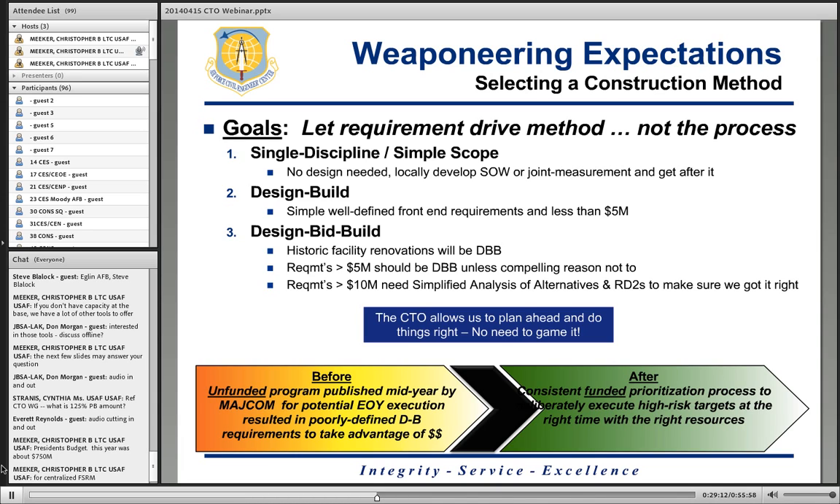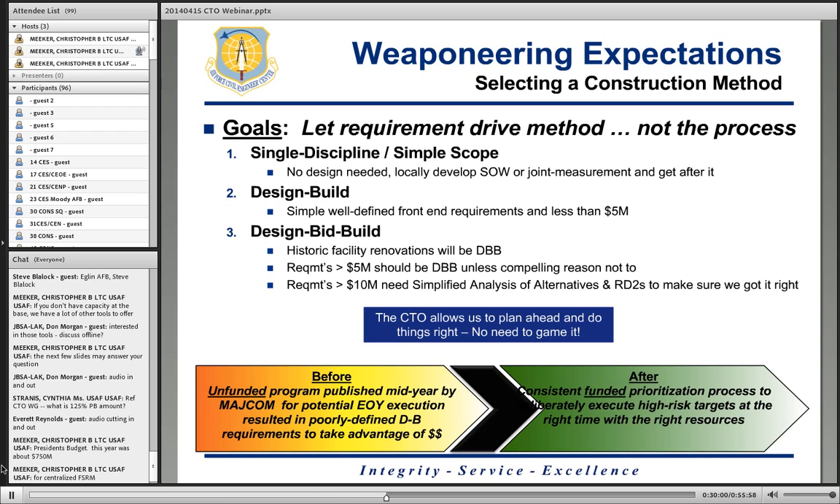But the key is that we want to choose the appropriate requirement method and not let the process decide. And what I mean by that is, in the past when we had an unfunded program, when the MAJCOMs would publish that mid-year and your projects might or might not be on the list, maybe you had a couple on there, well, the goal is to get it executed by end of year, right? And to do that, if we were lucky, we might have done a conceptual design, but more often than not, we had to go design build because the timing made us do that. And so we didn't necessarily have the most defined requirements, and as a result, on the back end, we're dealing with cost growth, time growth, and that's a pain for the C folks, but it's also a pain for the contracting folks that are maintaining that contract file, and we're going through mod after mod because we didn't do our work on the front end.